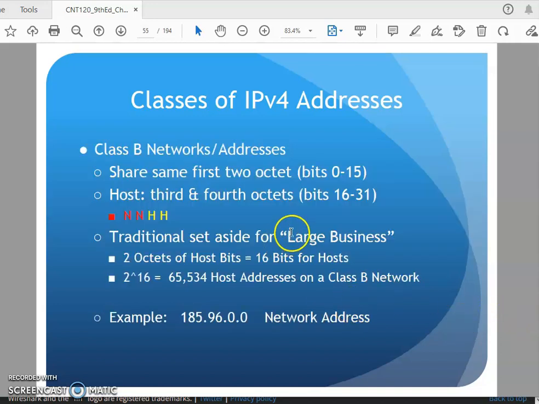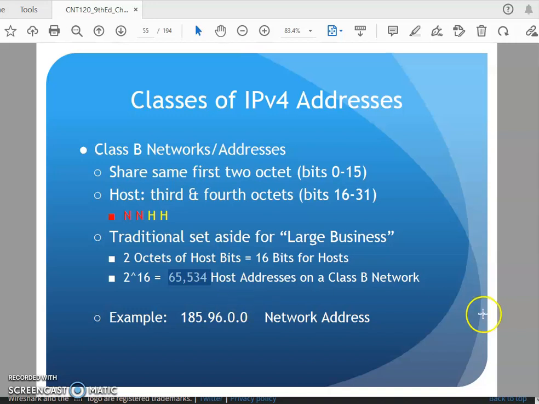Class B was set aside for large business. What IANA did then was they said, okay, we're going to dictate to you the first 2 octets to use. The remaining 2 are up to you to use how you want. They said, we will carve out the first 2 octets for you and identify them as your network. The remaining 2 octets are yours to use however you want. So those 2 octets, 16 bits, 2 to the 16, meant that they had 65,534 possible addresses to assign to hosts on their network. So again, this was set aside for large business.